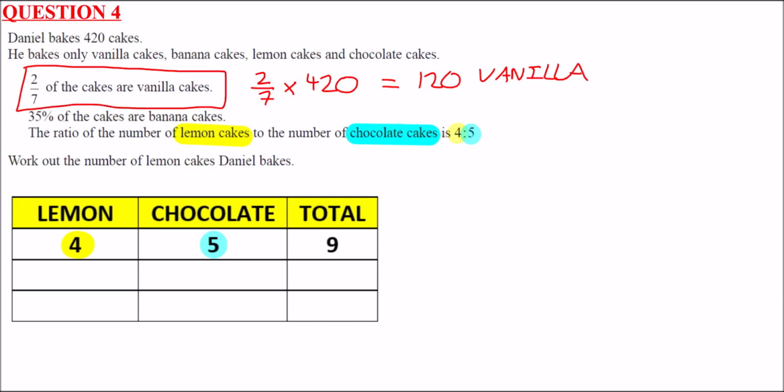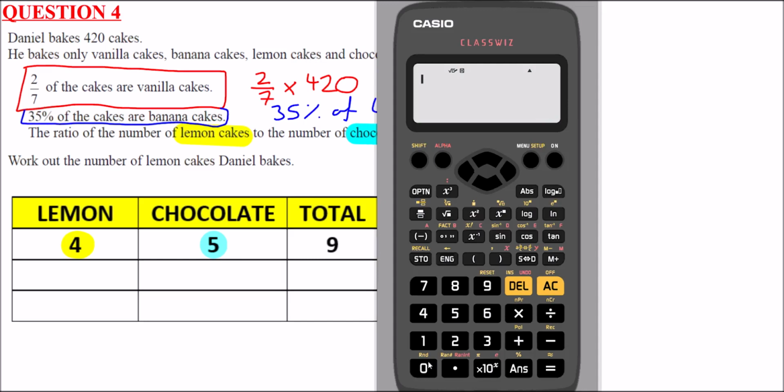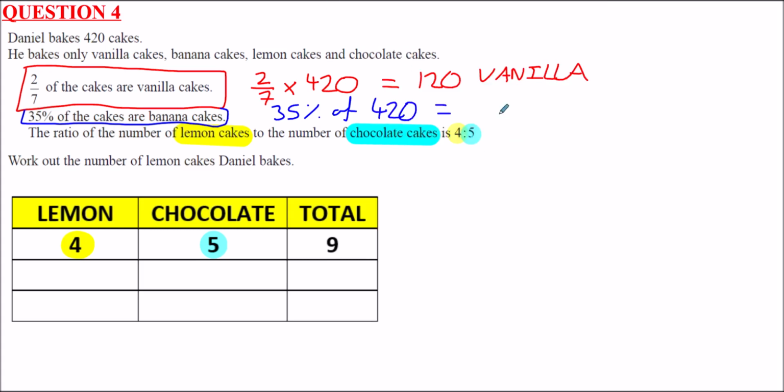35% of the cakes are the banana cakes. So in the same way as we worked out a fraction of 420, we can work out the 35% of 420 to find the number which are banana cakes. So 35% of 420, so 35 shift percentage button of 420, 147. So I've got 147 banana cakes.